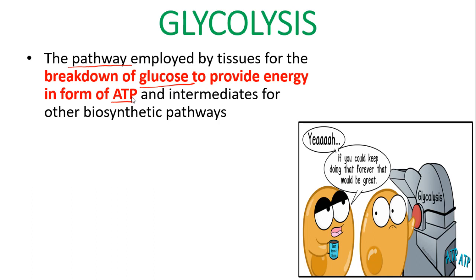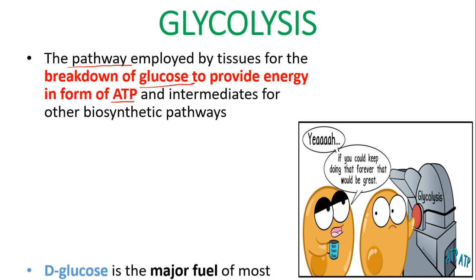And this ATP is the most important form of energy which our cells need to function well. So we need to understand that it's not only energy in the form of ATP which is produced. Instead, this process acts as an intermediate for other biosynthetic pathways.